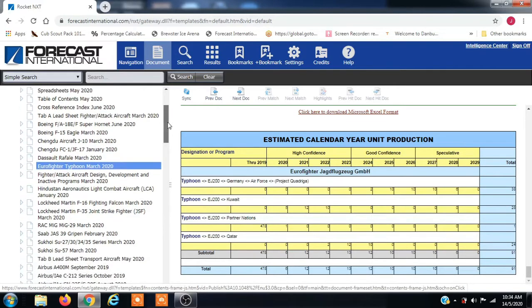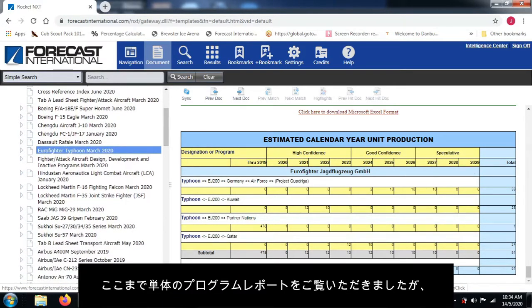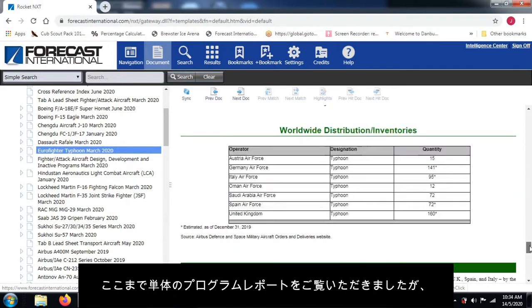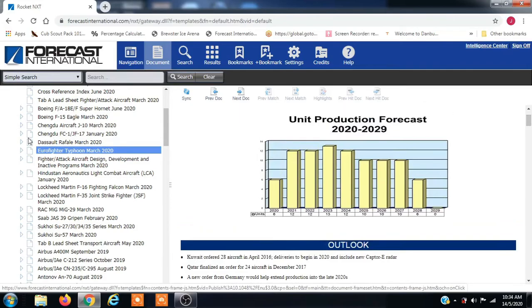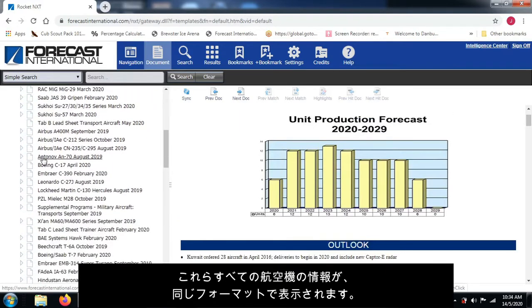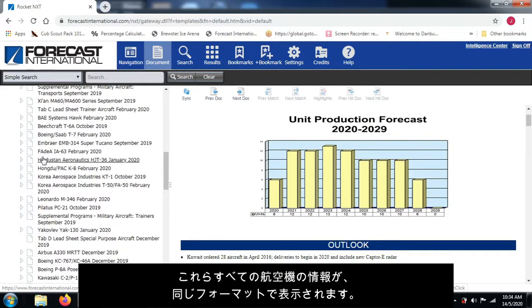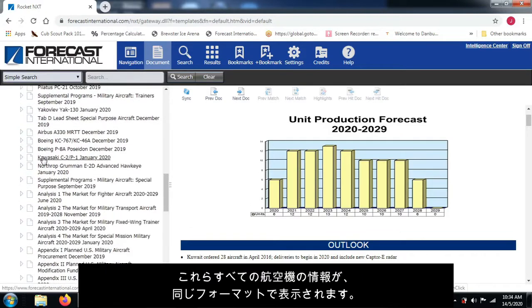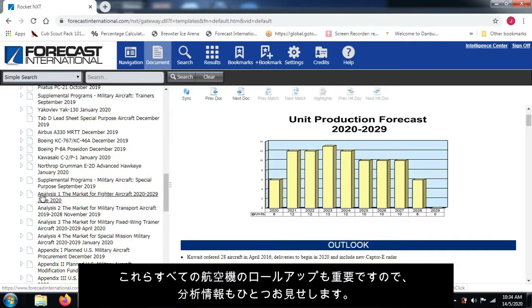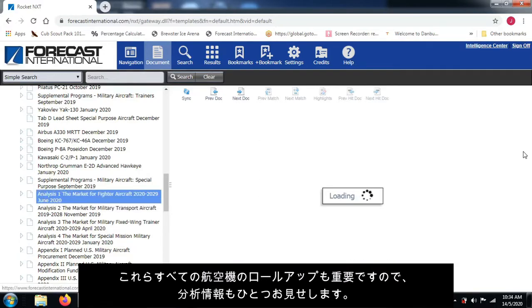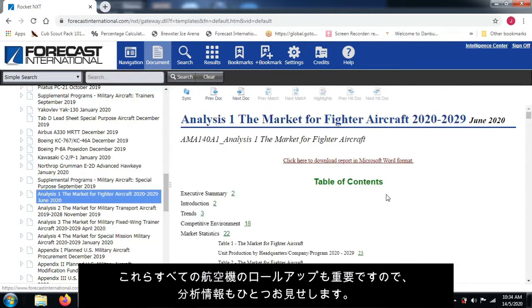Okay. Now, you've seen this individual program report. Now consider that all of these aircraft have a similar format and information and content. We're going to show one analysis because I think it's important to see the roll-up of all of these different aircraft.